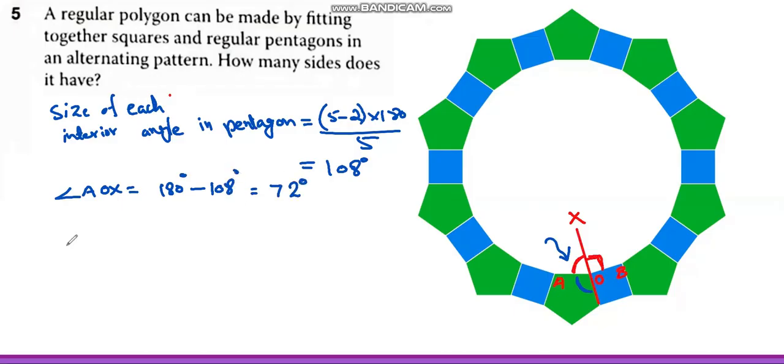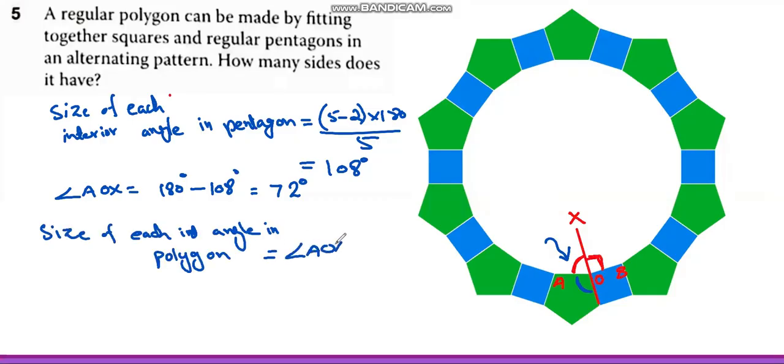Now the size of each interior angle in polygon will be equal to the sum of angle AOX and angle XOB. AOX is 72 degrees and XOB is 90 degrees. So the sum is 162 degrees. Now we have to find the number of sides if the size of each angle is 162 degrees.